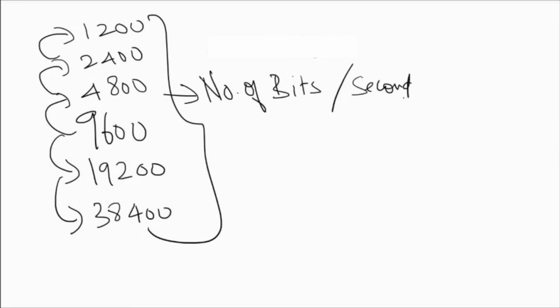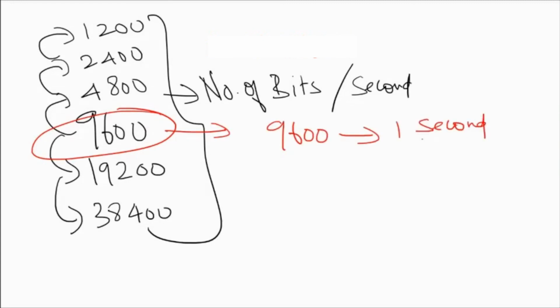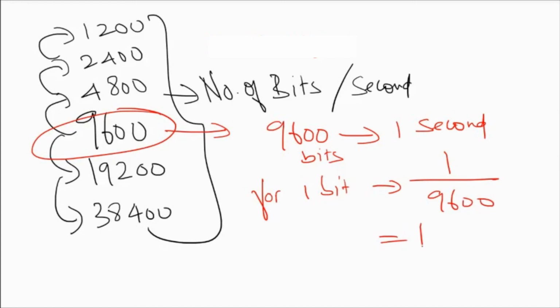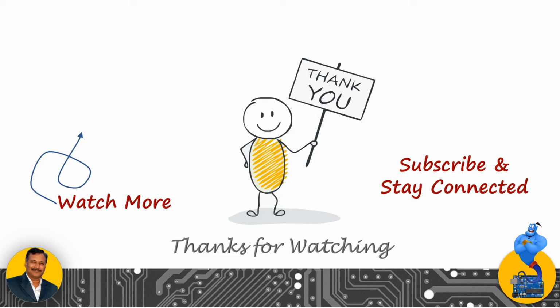So if you want your serial communication to work at 9600 baud, which means 9600 bits are transmitted in 1 second, what is the time allowed for one bit? 1 second divided by 9600, which is 104.16 microseconds. So each person can use the computer for 104.16 microseconds, which means each bit can own that wire for a duration of 104.16 microseconds.